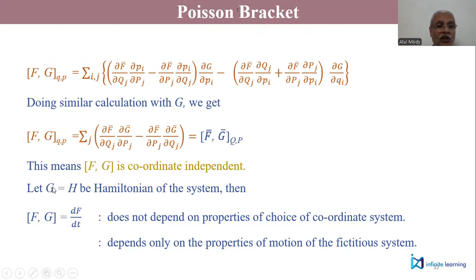Now, if you say, look, g is equal to H, which is the Hamiltonian of the system, then the f and g Poisson bracket will be df by dt. Of course, that we have seen earlier, which does not depend on the choice of coordinate system. So even the time derivative of a function does not depend on the choice of coordinate system and depends only on the properties of motion of the fictitious system. So in a way, you can say that irrespective of your reference frame, it will have the same value. All right. So this is an invariant quantity.